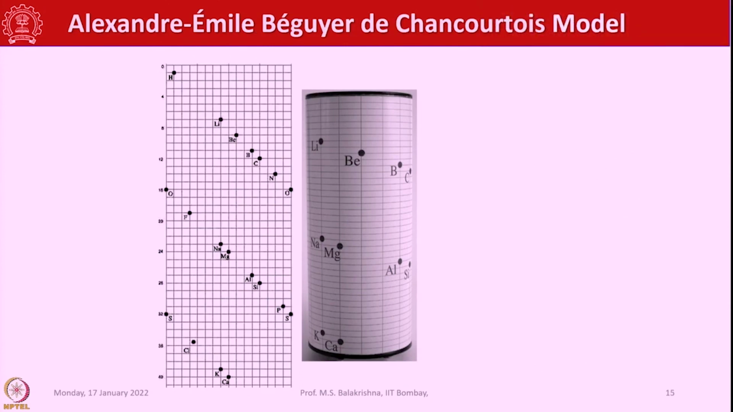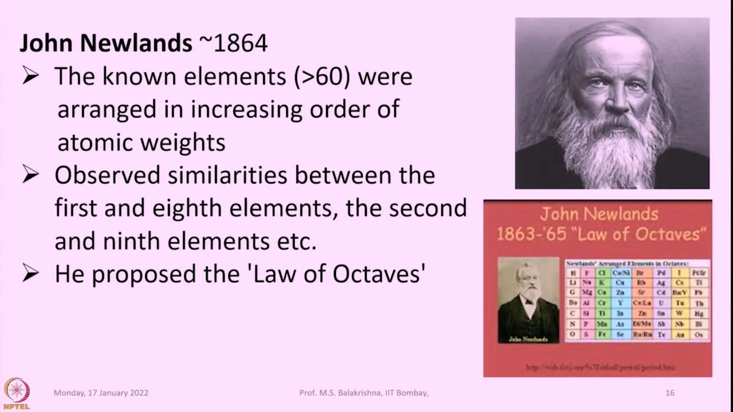This is the first attempt to systematically arrange all elements known in the periodic table. John Newlands, another English chemist, tried to arrange the 60 elements known at that time in the increasing order of atomic weights, and he observed several similarities between the first and 8th element, the second and 9th element, the 3rd and 10th, and so on and so forth.